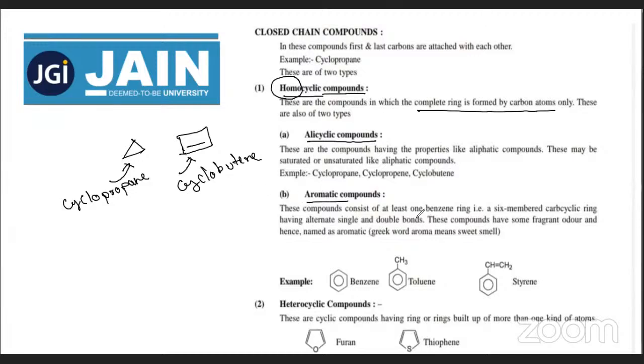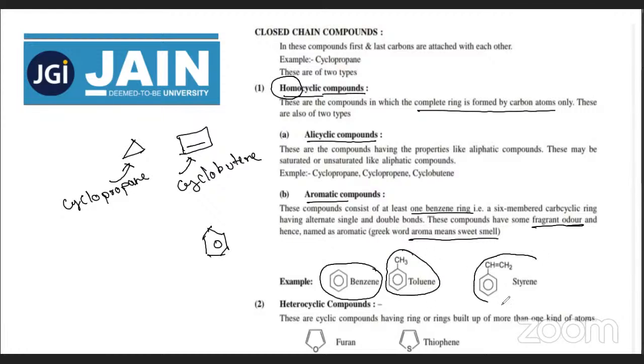Aromatic compounds, well, this compound consists of at least one benzene ring. This is benzene. It will consist of one benzene ring. After that, you can have anything else. They'll have some fragrant odor. That means they have a decent smell. Aromatic means, what does aroma mean? Sweet smell. Okay, so this is benzene. If you substitute CH3 on the benzene ring, it is toluene. This is known as styrene. Still many are there. We have that naming also.